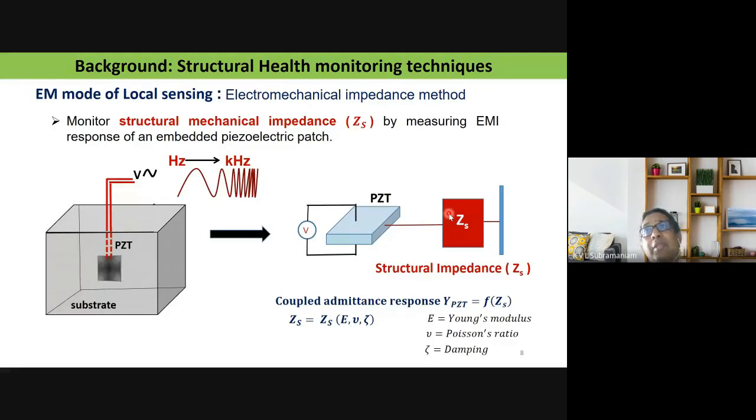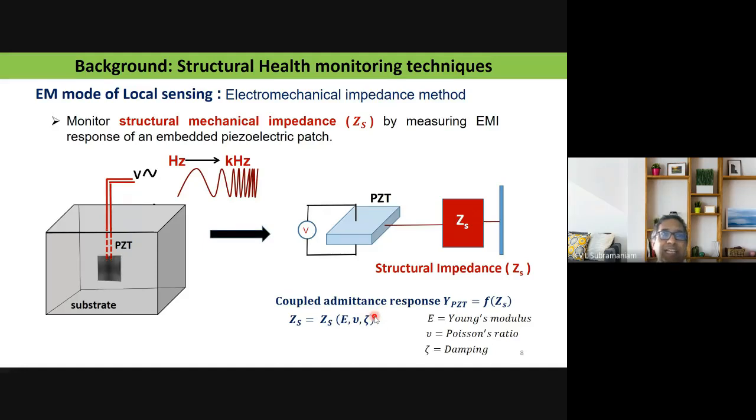Now, depending upon the mechanical impedance of the material, the resistance given by the material, the resonant behavior would change. And if we can unlock the change in the resonant behavior of the PZT, then we can actually infer the mechanical impedance offered by the material. The mechanical impedance of the material, which is given by this term Z subscript S, would in turn depend upon the elastic modulus or the Young's modulus of the material, its Poisson's ratio, and its damping.